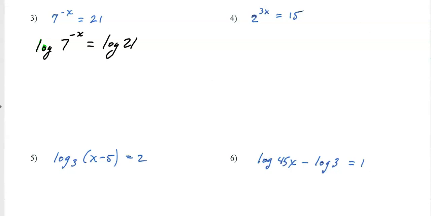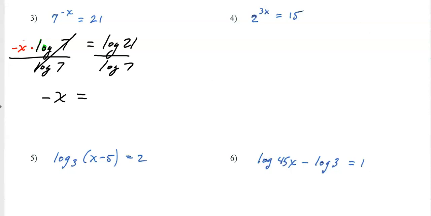And I'm going to do the same thing as before. I'm going to use that property where I pull this negative x in the front. So I'll pull the negative x in the front. Now I'm going to divide by log 7. Divide by log 7. Cancels out.